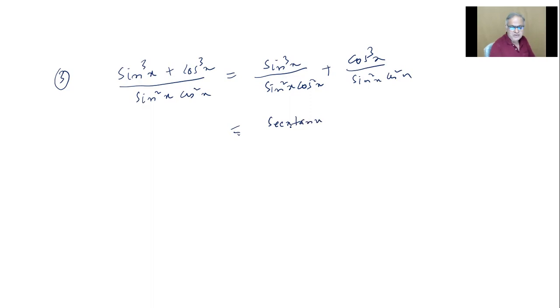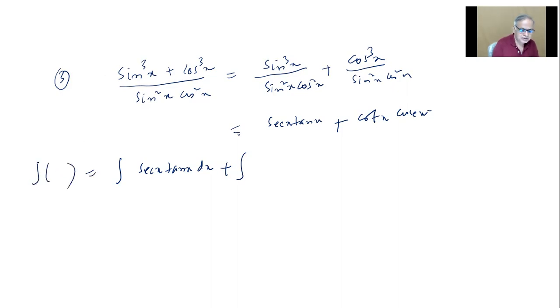This you already know, whose derivative it is. And this one? Cos x by sine x is cot x, and one by sine x is cosecant x. So the integral of secant x tan x dx plus the integral of cot x cosecant x dx. Now look at these functions. They look similar, no? They look familiar.